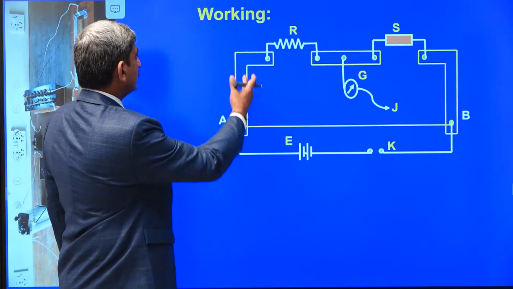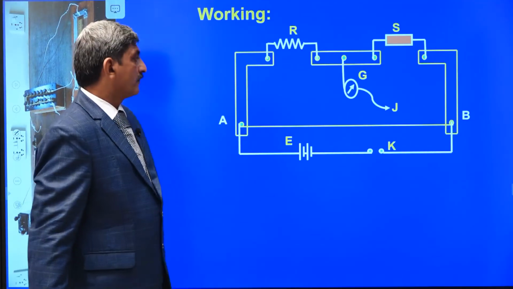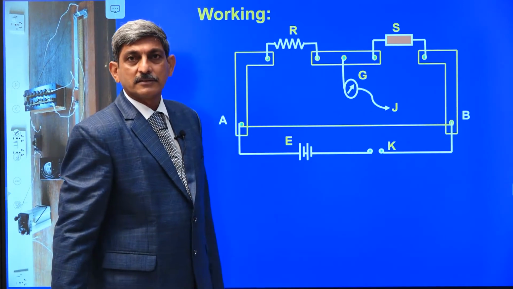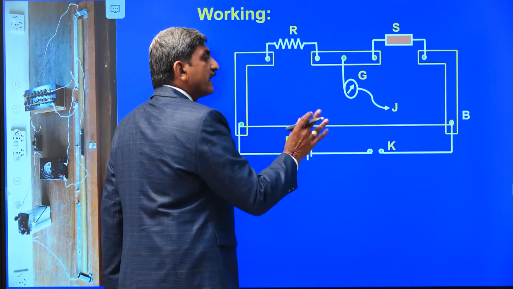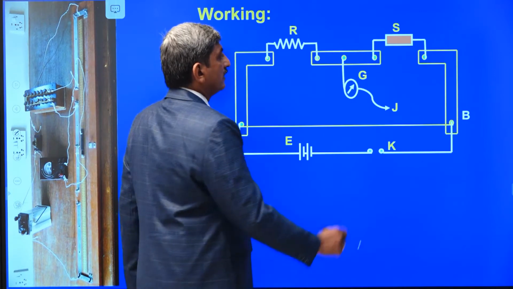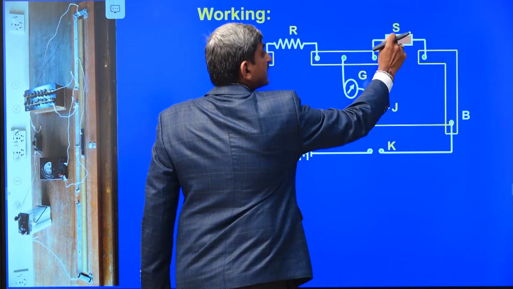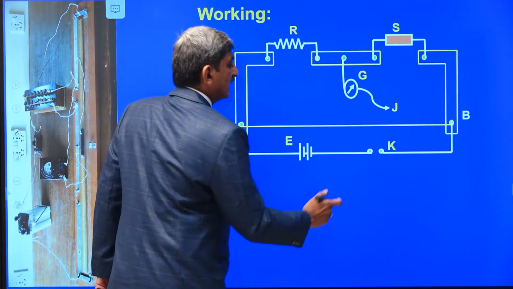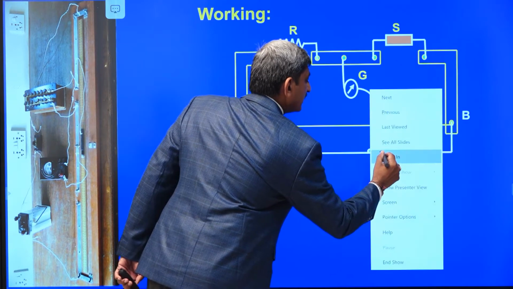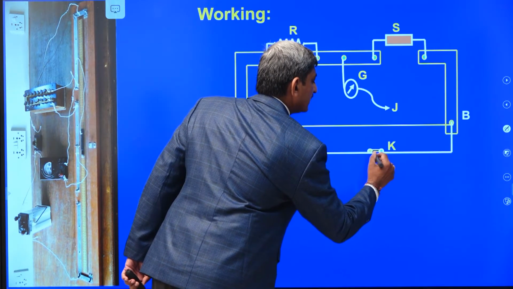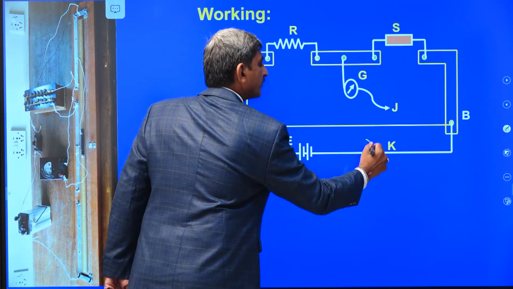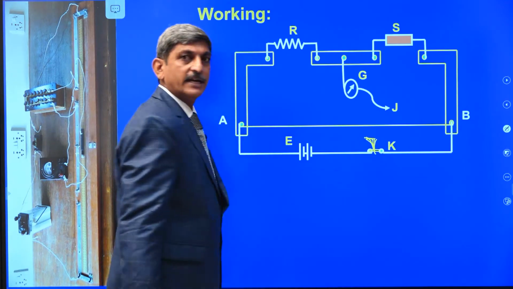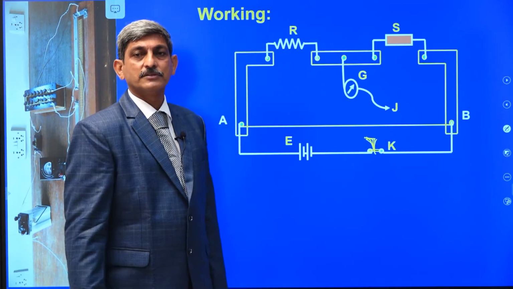For that, come to the working point. Initially, the key is open. No current is passing through the circuit. Now, let us fix a standard resistance value in the left gap. After that, let us connect the circuit by closing the key. So by closing the key, the circuit is completed and current is passing through the circuit.